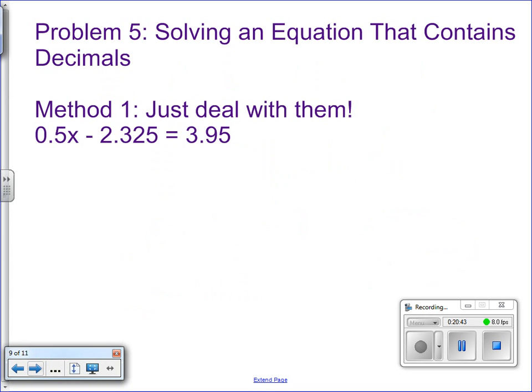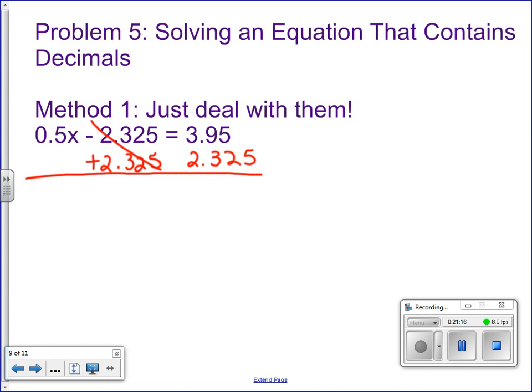Problem 5. We're going to solve an equation that contains decimals. Now, method 1 is the method I call just deal with them. And by just dealing with them, we're going to do what we have done on all of our other problems. We're going to undo each of the operations. So to undo subtracting 2.325, we're going to add 2.325.